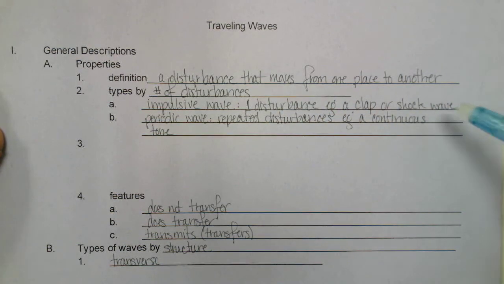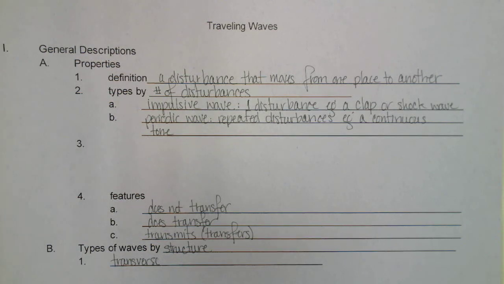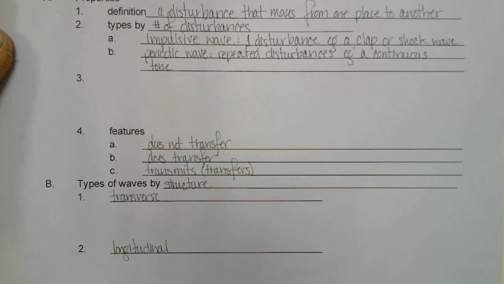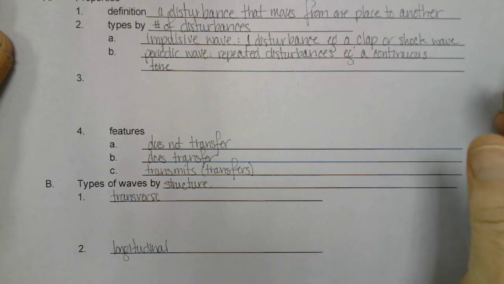A shock wave, and I'll post a video of a shock wave on the page, would be another way of identifying an impulsive wave. The other kind is a periodic wave, more common. It's going to be a repeated disturbance. A continuous tone is a periodic wave. If you're bouncing up and down in a pool and creating a number of waves, that's going to be a periodic wave: repeated disturbances. Again, this isn't all that common, but it is one way of designating a type of traveling wave. Impulsive, just one disturbance; periodic, repeated disturbances.